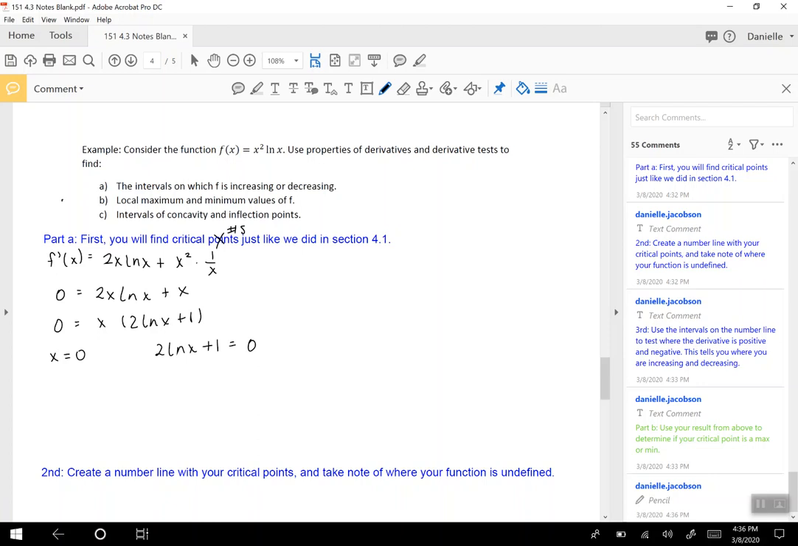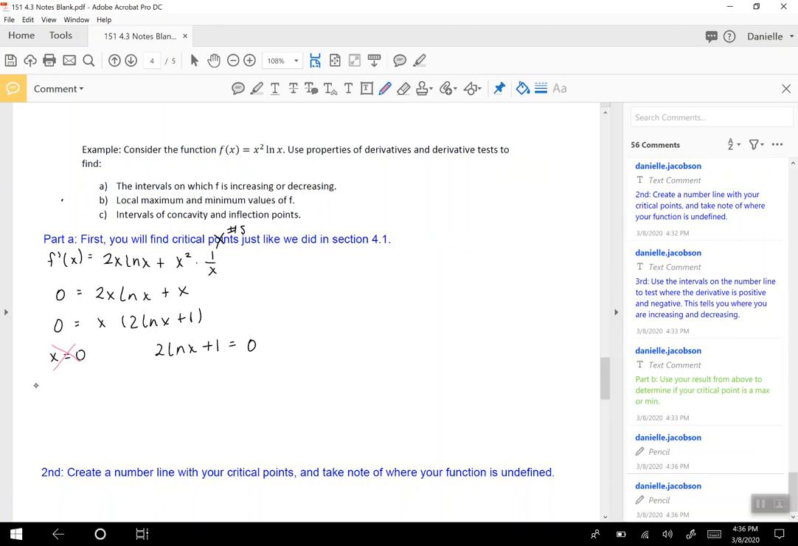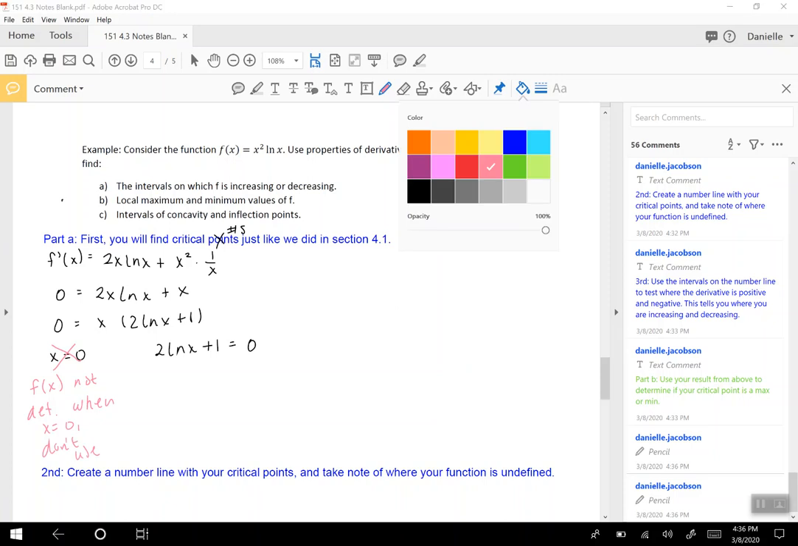All right, so notice that in your original function, we have the natural log of x. Well, the natural log of 0 is never defined, so it doesn't even make sense to keep this first solution. So here, f(x) is not defined when x is 0, so we don't use that one. All right, let's go ahead and look at the second part of this.